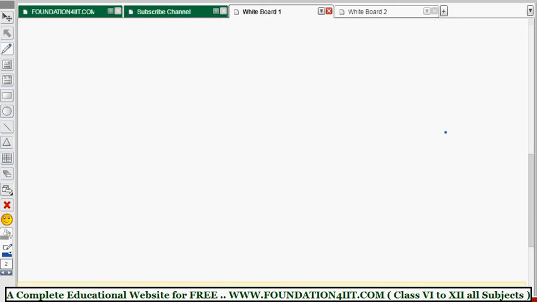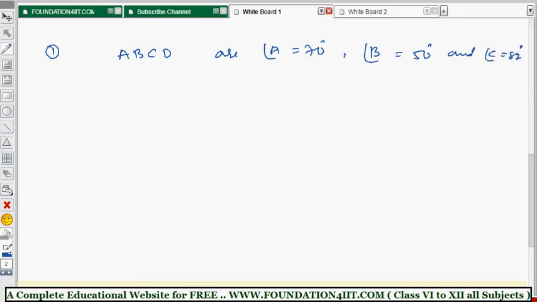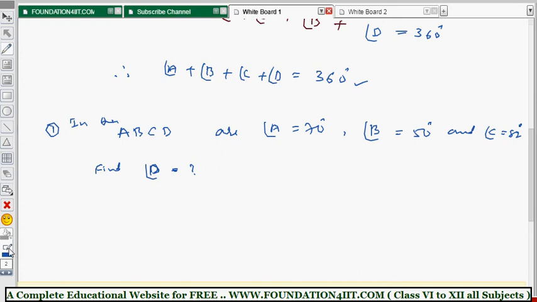Fine. Using this statement, the questions will come. Let me show you. If they give any three angles, we can find the other one. For example, problem 1: three angles of a quadrilateral ABCD are angle A 70 degrees, angle B 50 degrees, and angle C 82 degrees, right? Then find angle D. In quadrilateral ABCD, these four angles, if you add, should be equal to 360 degrees: A plus B plus C plus D.